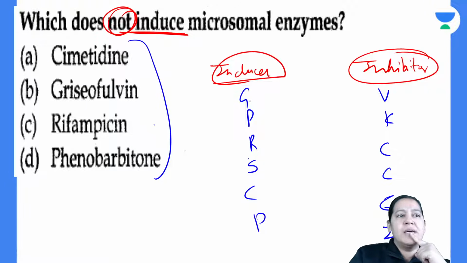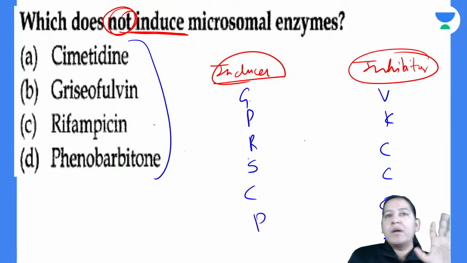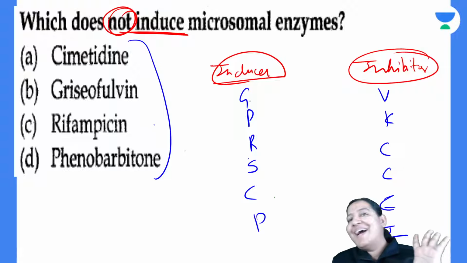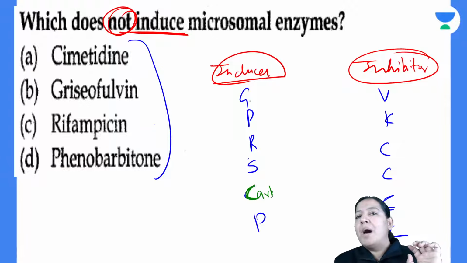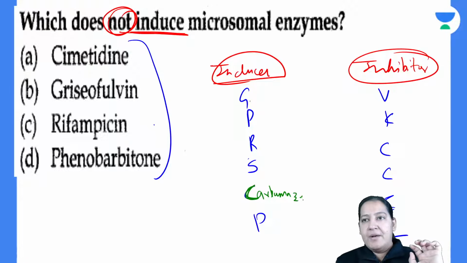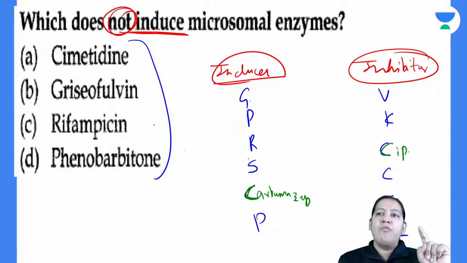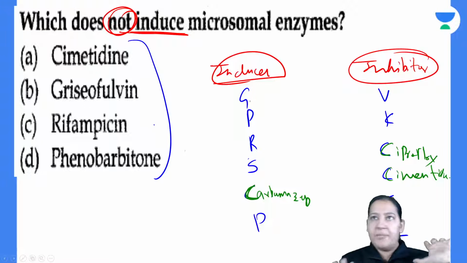The first option is cimetidine. What are the C's? Say the full form. What is C here? This C is carbamazepine, right? And these 2 C are ciprofloxacin and cimetidine. I guess I am right. Yes or no? Sometimes I also get confused. Yes, I guess I'm right.